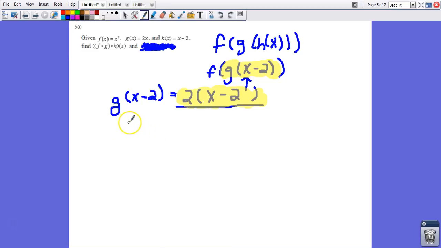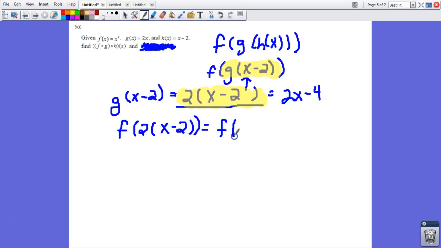Okay, so now I need to find f of 2 times x minus 2. And if you want, we can make that simpler by distributing this 2. So if we distribute that 2, we get 2x minus 4. So that's okay. We can do f of 2x minus 4.